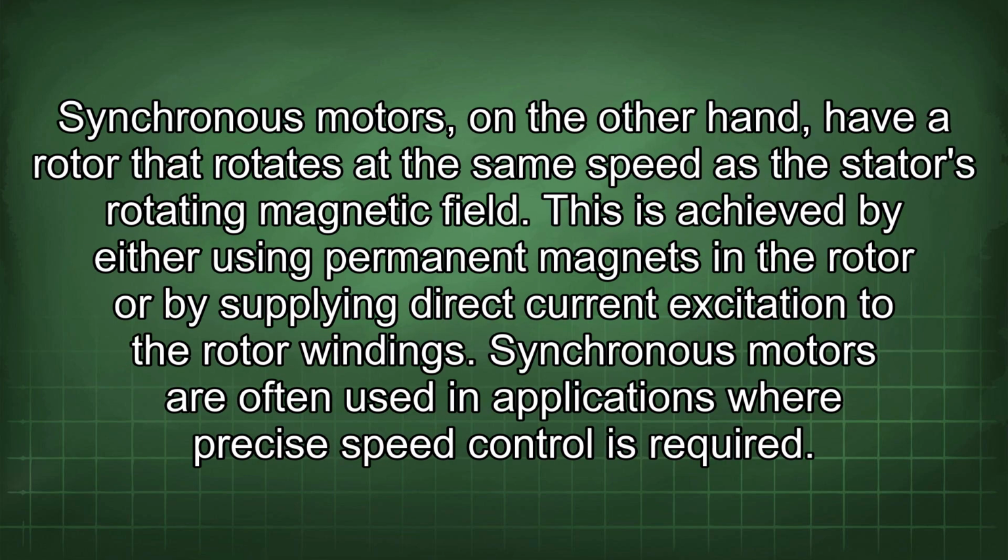Synchronous motors, on the other hand, have a rotor that rotates at the same speed as the stator's rotating magnetic field. This is achieved by either using permanent magnets in the rotor or by supplying direct current excitation to the rotor windings. Synchronous motors are often used in applications where precise speed control is required.